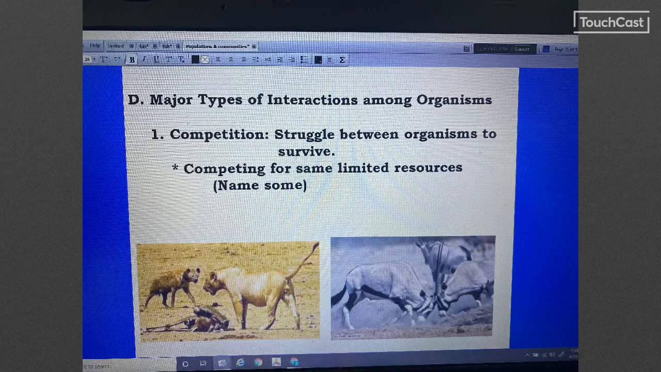One, it would be space and territory. Another one would obviously be food, and that's what those lions and it looks like a hyena is fighting for right there. And then another obvious answer would be mates. So you can see those, I don't know, what are those? Antelope of some type fighting for a mate.